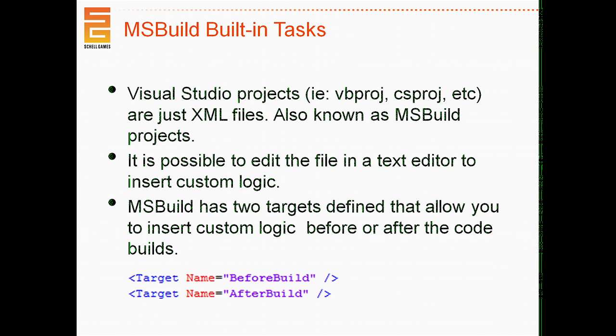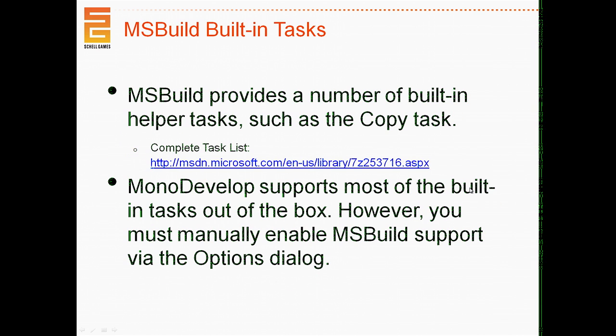They have what are called targets within the MSBuild projects. Two handy ones that are predefined, that you can override and insert your own logic, are the before build and after build targets. We use the after build targets to copy our DLLs over. So MSBuild provides a number of built-in helper tasks, such as the copy task. As you can see on the slide, I have a link to a complete task list. I'll let you have the link at the end of the slide, so don't worry about writing it down now.